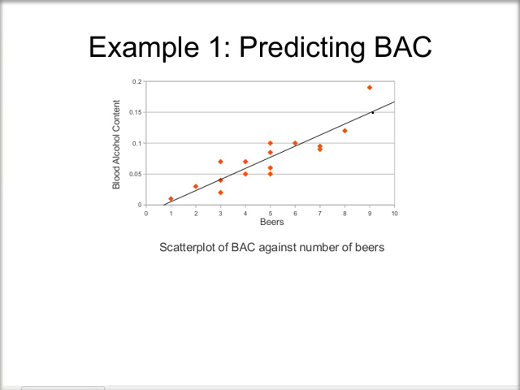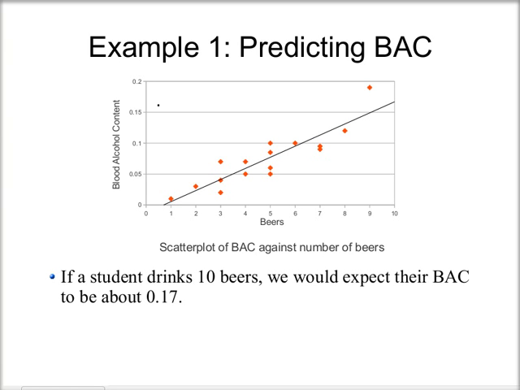Alright, now let's take a look at this and see what we can predict based on this line. What if a student drinks 10 beers? What would I expect their blood alcohol content to be? To find that, I would just trace along this line to 10 here. So if a student drank 10 beers, I would expect their blood alcohol content to be about 0.17. It's about where that point is.